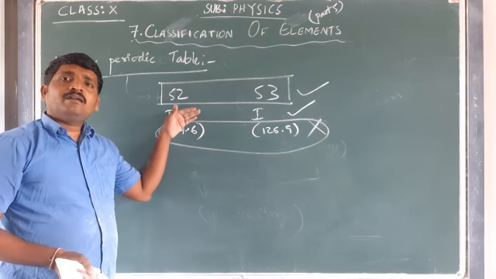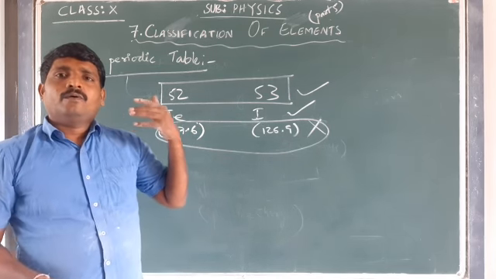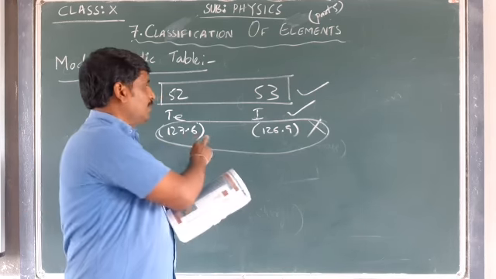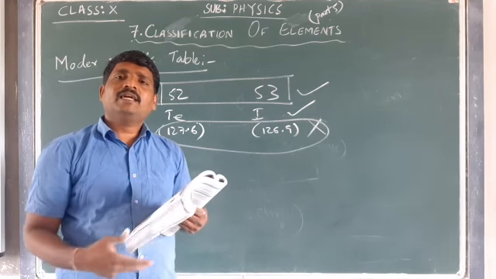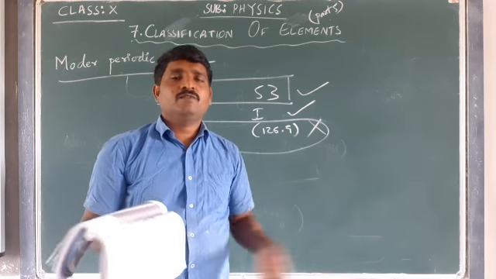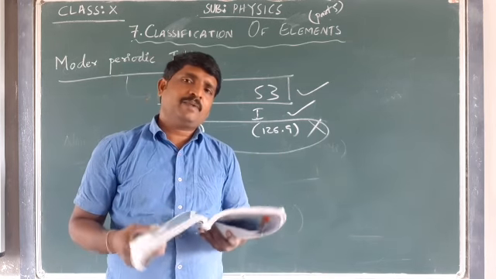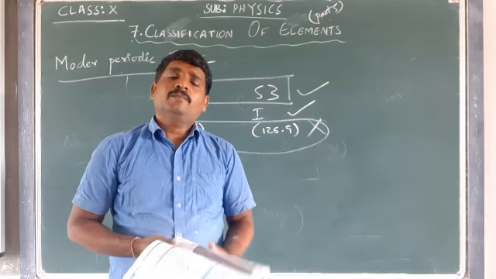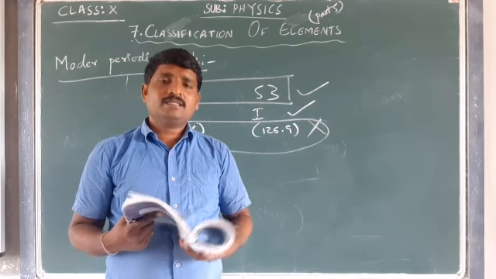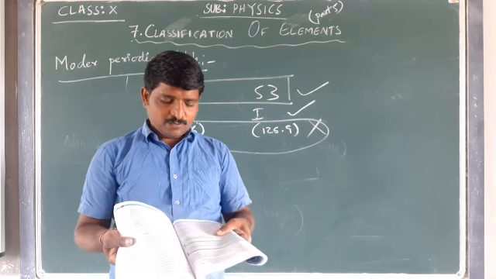So in order to get rid of this anomalous series and all the different limitations in the previous suggestions, Moseley concentrated on atomic numbers instead of atomic weights. That's the example.